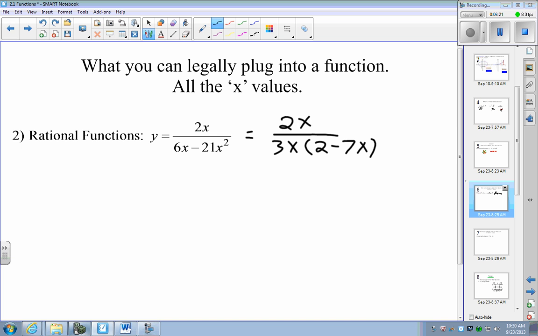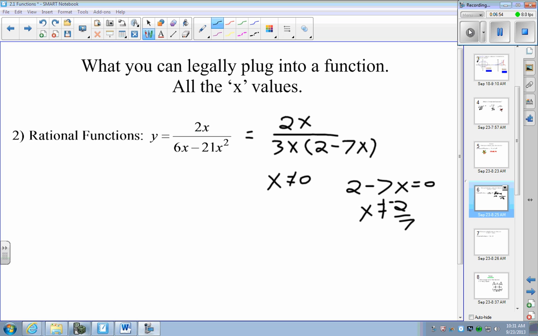Now let's say what our domain can't be. And so our domain can't equal 0. And what about here, 2 minus 7x? So you want to figure out when 2 minus 7x is equal to 0. And so x cannot equal negative 2 over 7. So we'll write it like that. And so that's what x can't equal.